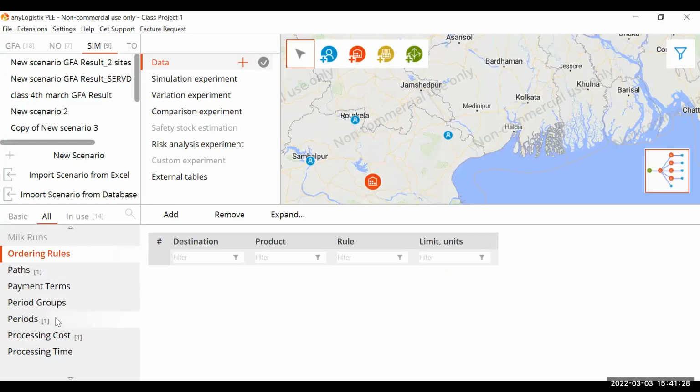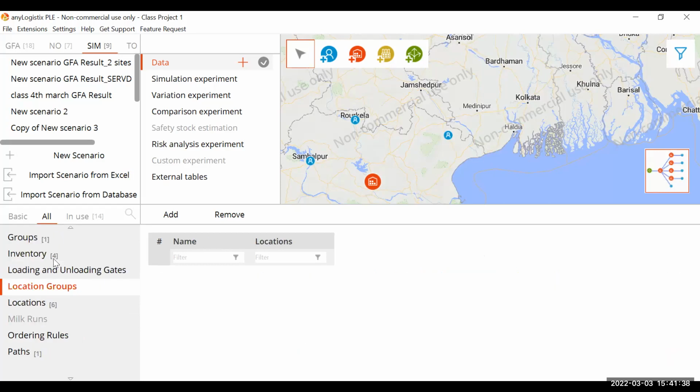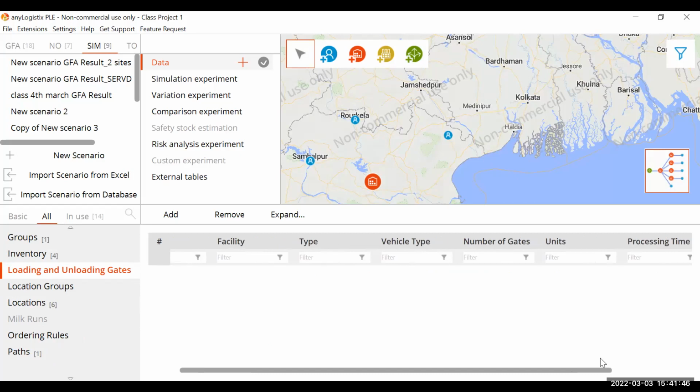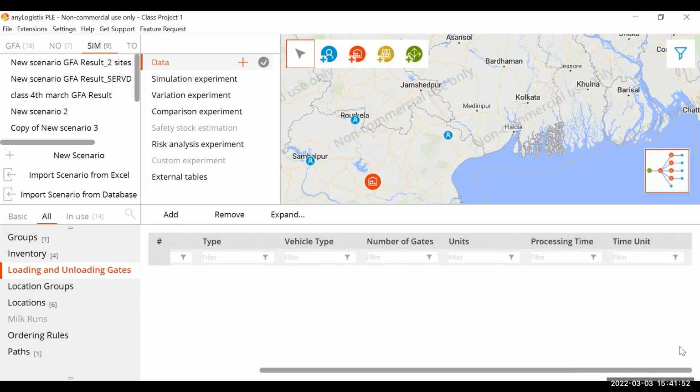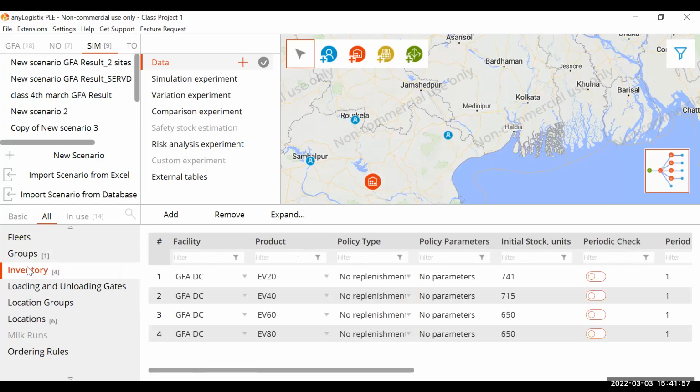Ordering rules will come once we add network optimization. Locations: 46, yeah, 5 customers. Location groups not required. Loading, unloading gates. So see how complex you can make it. Like each factory will have different gates. Which gate opens at what time and closes at what time, and the processing time at different gates, those things you can also add. But we'll never get into that much complexity.